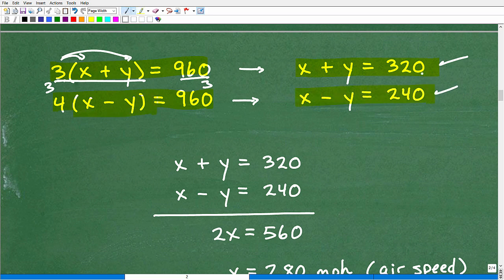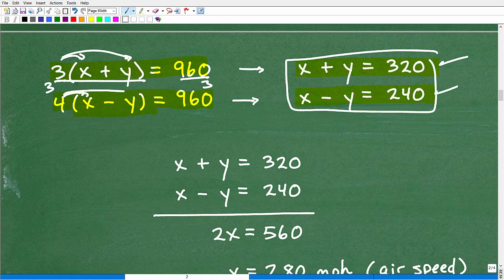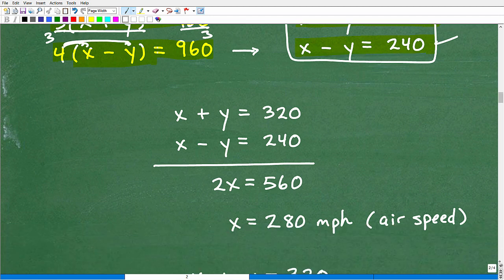So now this is the system I want to solve. You could distribute this 4 in, but you're just going to be doing extra work. Again, in algebra, you always want to be thinking smarter, not harder. So x plus y is equal to 320, and x minus y is equal to 240. Let's go ahead and solve for x and y.